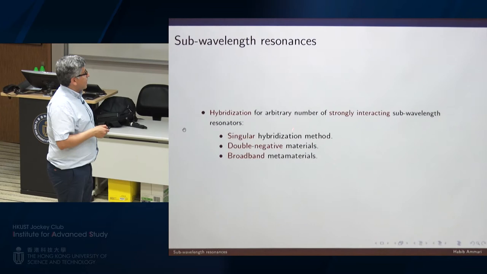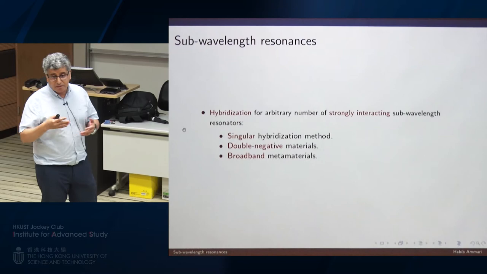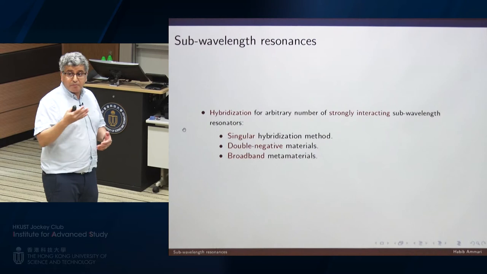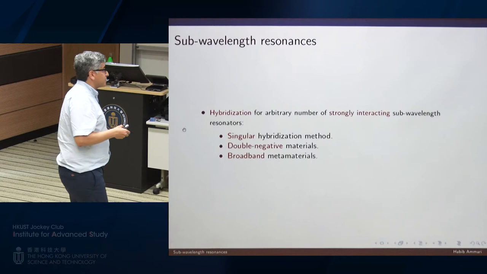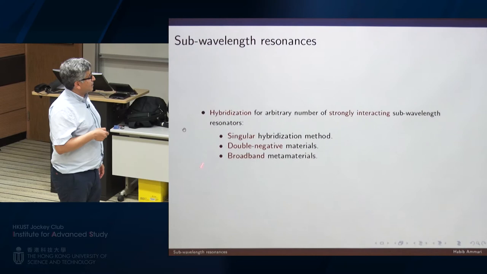And out of this, we can construct double negative metamaterials, for electromagnetic waves with both negative permittivity and negative permeability, and for acoustics with both negative density and bulk modulus. And I will discuss broadband metamaterials out of these hybridization techniques.